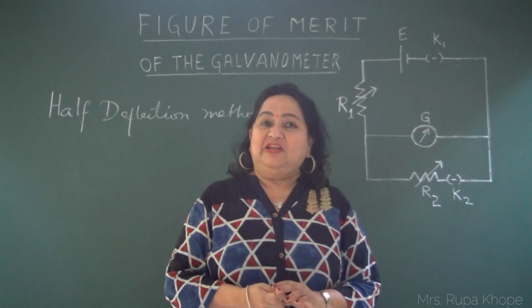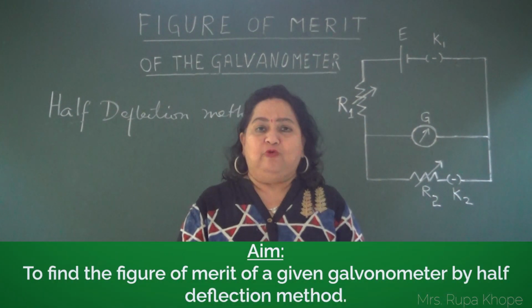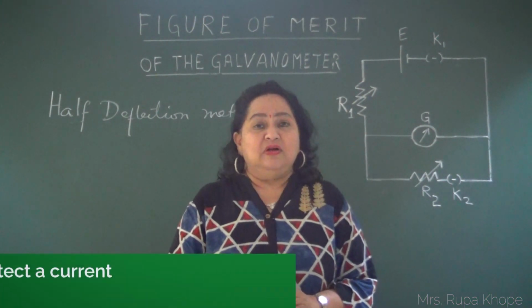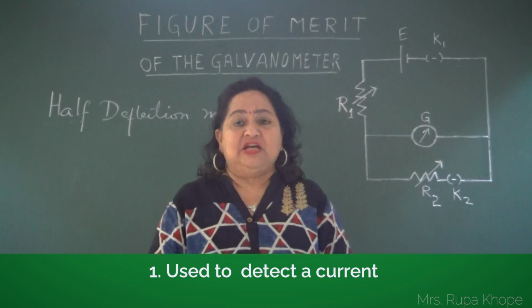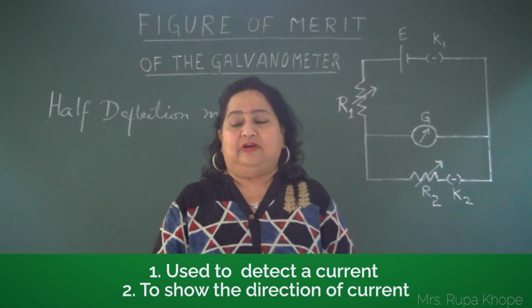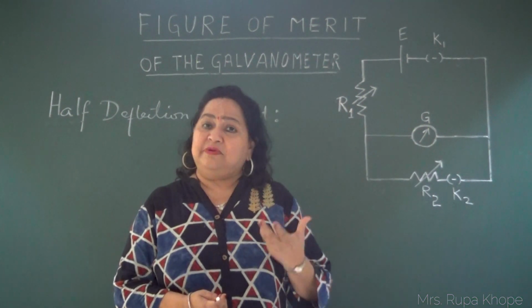Today we'll perform a new experiment, galvanometer. You have heard about this before in 2-3 experiments which I have explained. So a galvanometer is that device which is used to detect the current, also to show the direction of current. So this galvanometer, it's a device but it has some resistance.